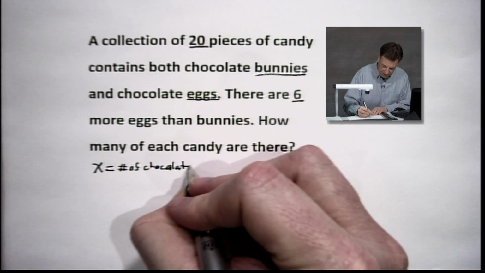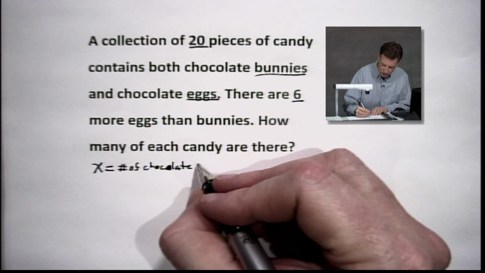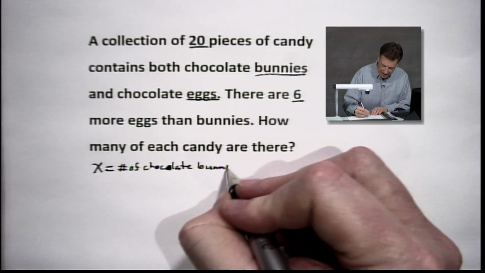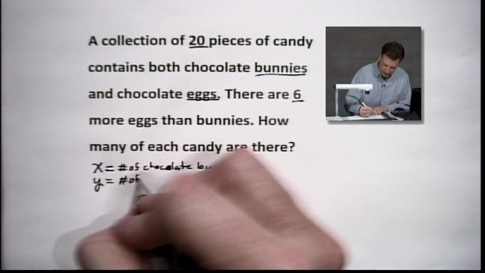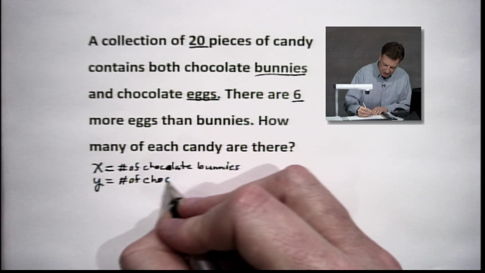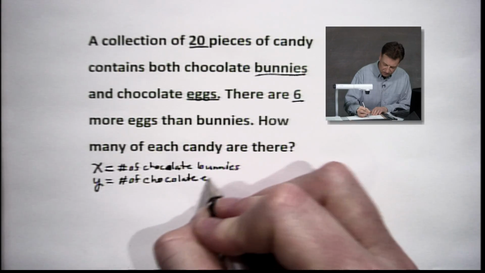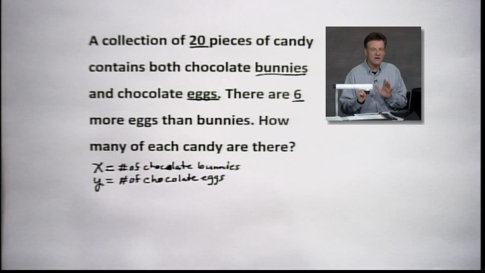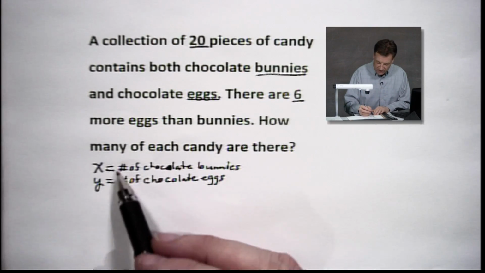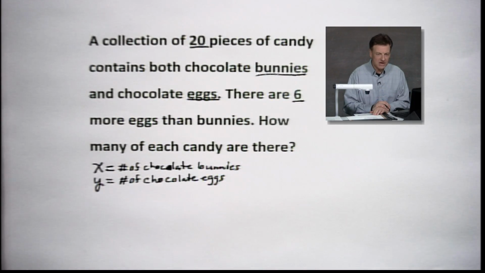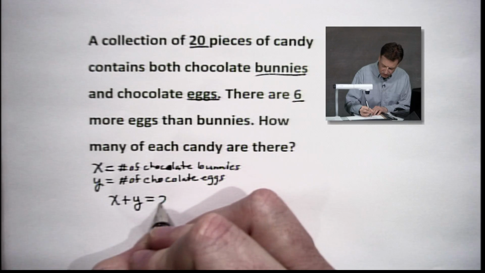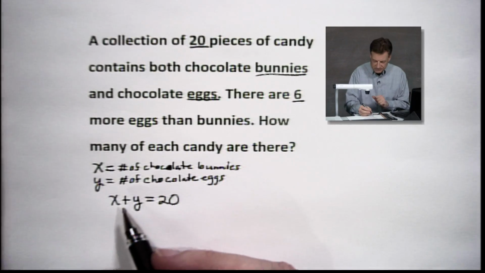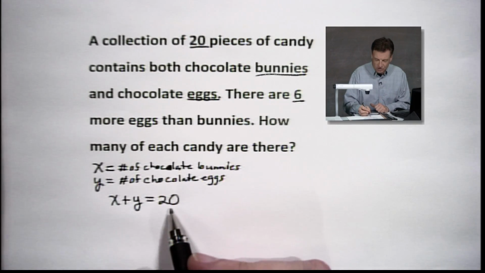Let's see if we can spell chocolate right. It's getting close to Easter, folks, in case you were wondering. Number of chocolate bunnies. And y will be the number of chocolate eggs. Now, what we know is that these great chocolate masterpieces total up to 20. So one equation is x plus y equals 20. In other words, the number of bunnies and the number of chocolate eggs add up to 20.